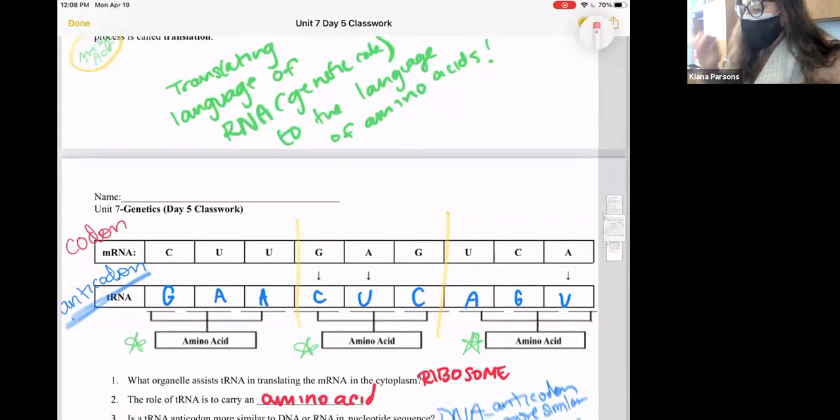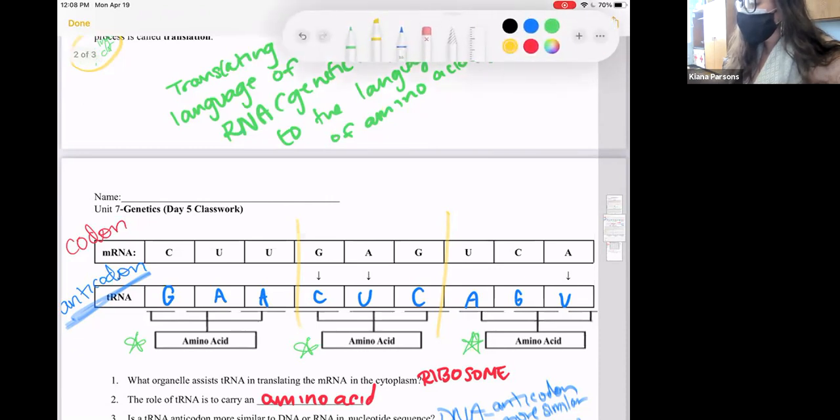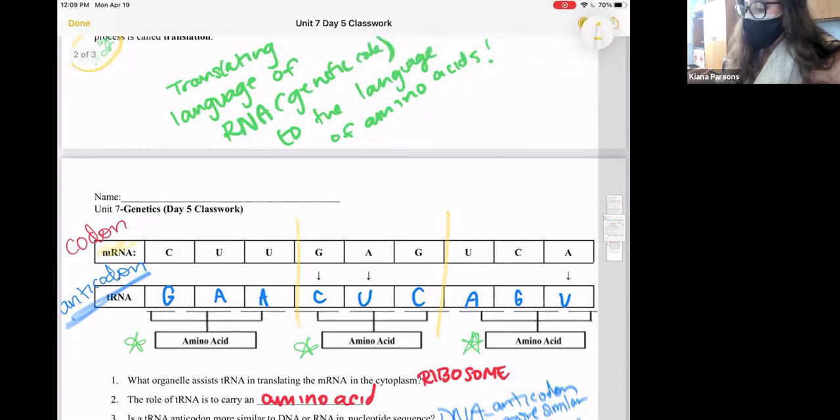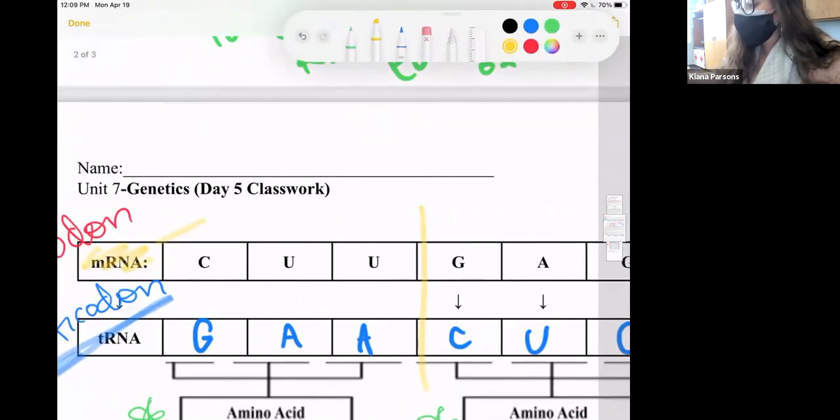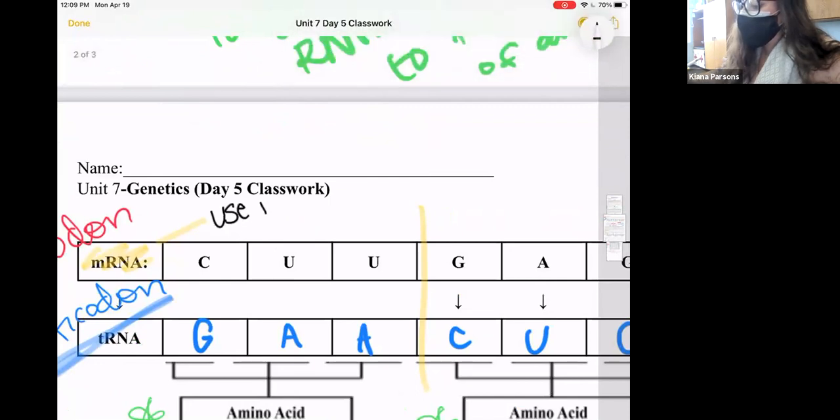When you're translating between mRNA and tRNA, there is no thymine at all, so A is always pairing with U. And then we use this mRNA sequence to find the amino acid. So this is what we're going to use in the universal codon chart.